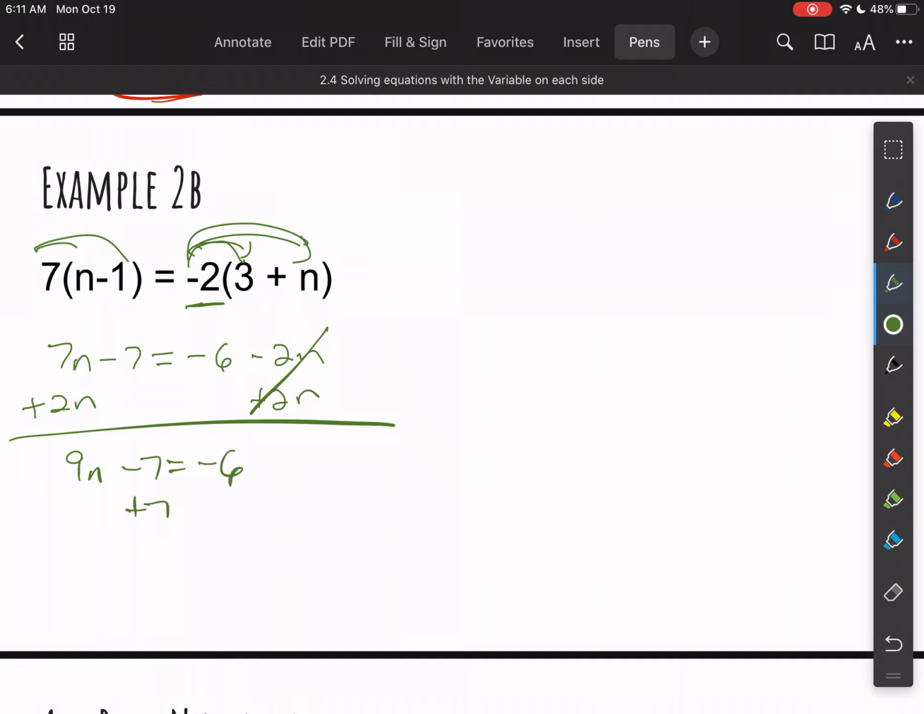I'm going to add 7 to both sides to get this thing by itself. So I have 9n is equal to negative 6 plus 7, which is 1. So then n is equal to, if I divided both sides by 9, 1 over 9. There is 2b for you.